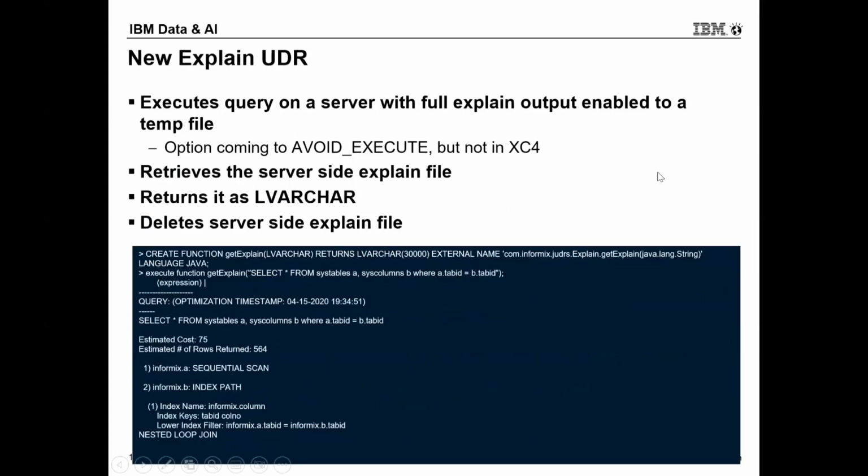The new explain UDR generates a query on a server with full explain output enabled to a temp file. The option to set avoid execute is not yet in the product at this point, but it is coming. No date yet. It retrieves the server-side explain file, returns it as an LVARCHAR, and deletes the server-side explain file.